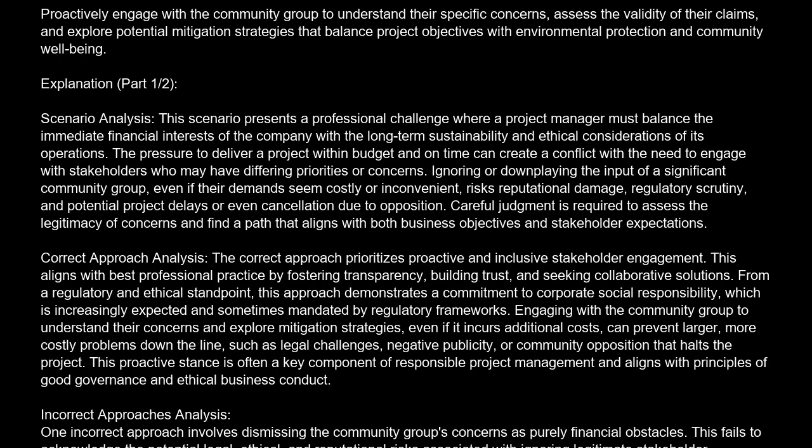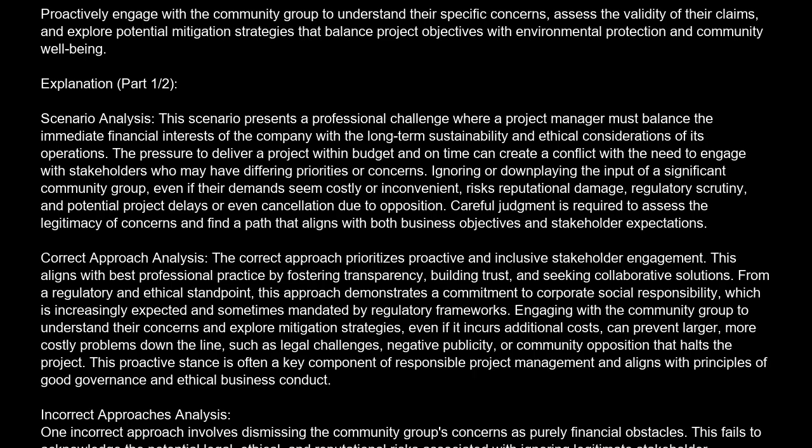The correct approach prioritizes proactive and inclusive stakeholder engagement. This aligns with best professional practice by fostering transparency, building trust, and seeking collaborative solutions. From a regulatory and ethical standpoint, this approach demonstrates a commitment to corporate social responsibility, which is increasingly expected and sometimes mandated by regulatory frameworks.